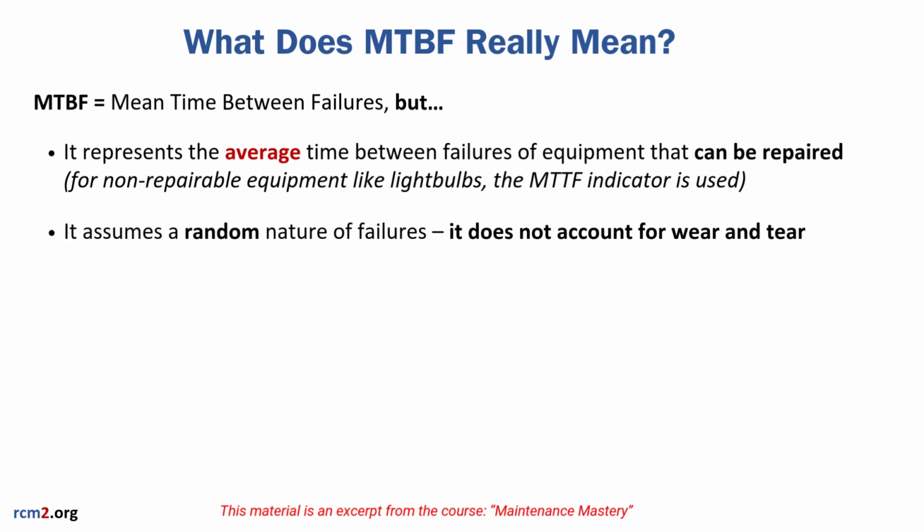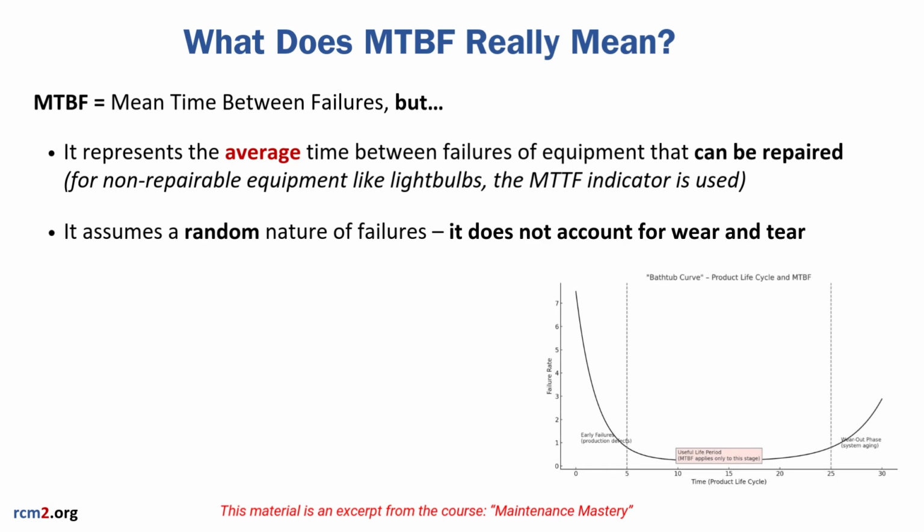MTBF also assumes that failures are random. It does not take into account the effects of aging or wear and tear. In other words, MTBF applies only to the middle part of the so-called bathtub curve, the useful life period of equipment. It doesn't reflect issues that occur during the early infant mortality phase, right after a machine is introduced into service, nor does it consider the wear-out phase later in its life cycle.